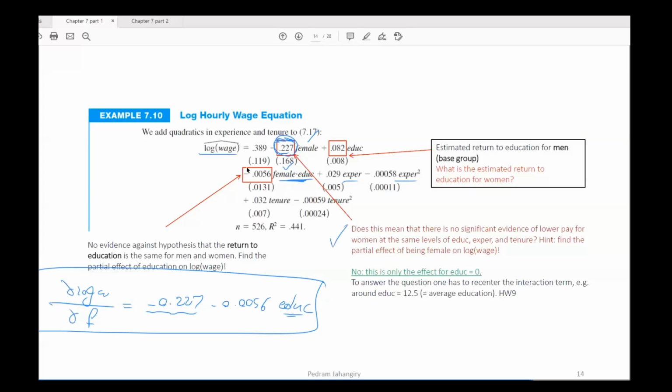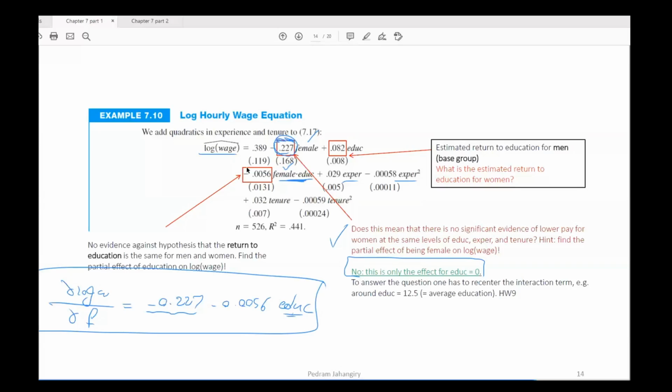So let's do this one. Does this mean that there is no significant evidence of lower pay for women at the same level of education, experience, and tenure? Hint: find the partial effect of being female on log wage. So this is what we did. The answer is no. That's only the case if education is exactly equal to 0, right? And then to answer the question, one has to recenter the interaction term, for example, around education 12.5.